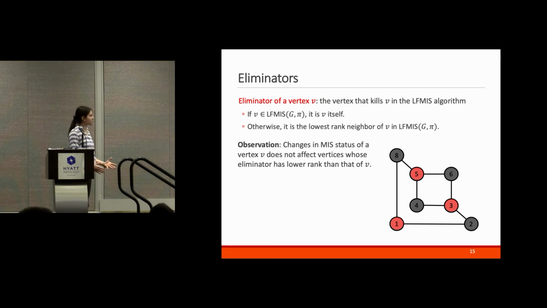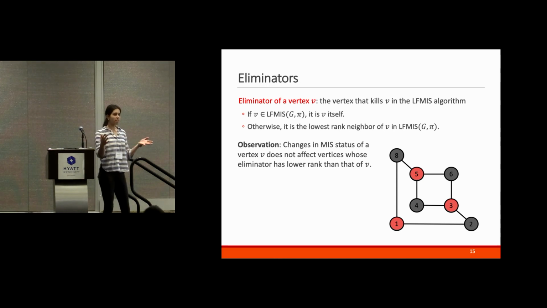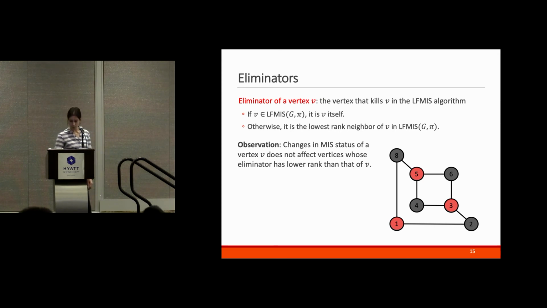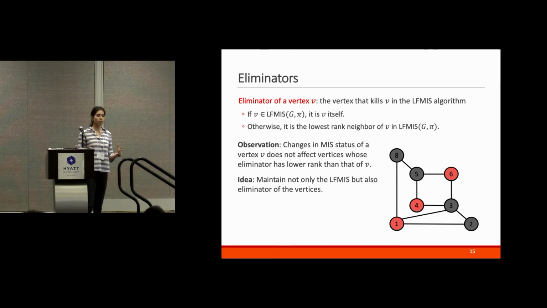We have an observation about eliminators that makes them very useful: changes in the MIS status of a vertex will not affect other vertices whose eliminator has lower rank than this vertex. Let me show you. For example, if I add this edge here, it will not change 8 because its eliminator is 1, and it has lower rank than all the other vertices that are changing. So our idea here is to maintain not only the LFMIS, but also the eliminator of the vertices.